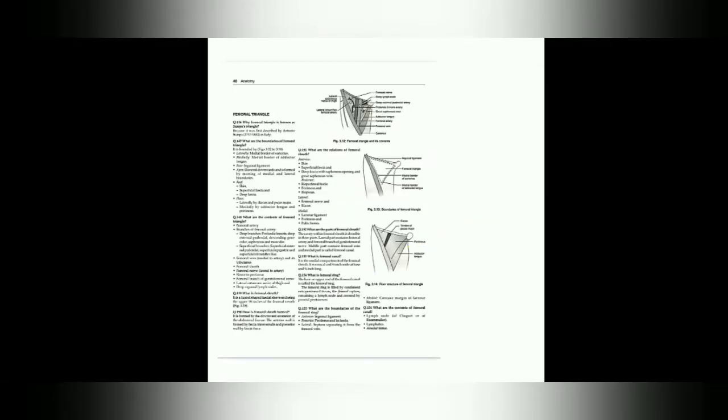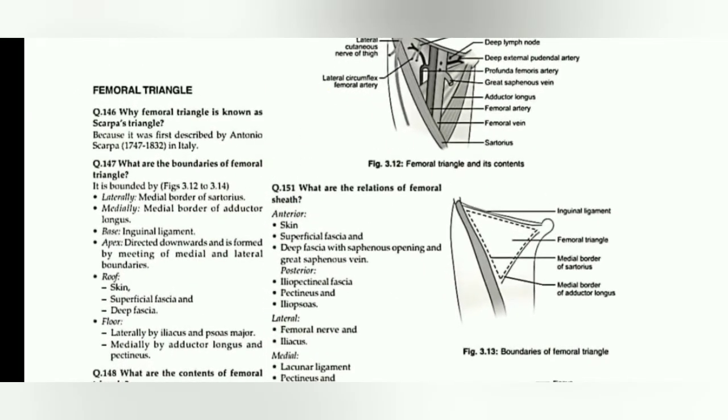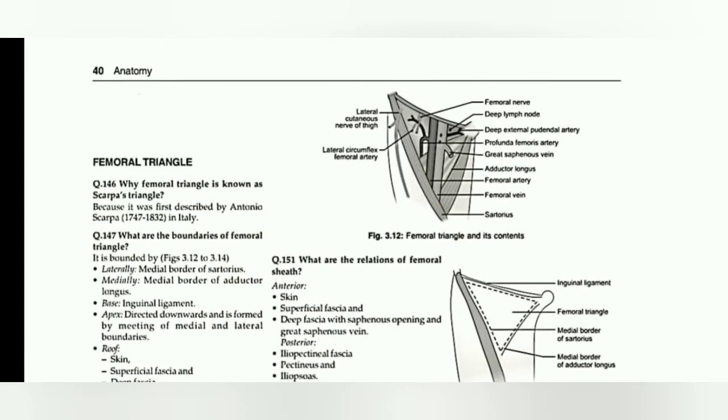Now we come to how the questions will be asked in Viva. We have covered what were the possible questions to be given in exams. Now we'll see the Viva part. Question number 1, why is the femoral triangle known as Scarpa's triangle? Because it was first described by Antonio Scarpa.